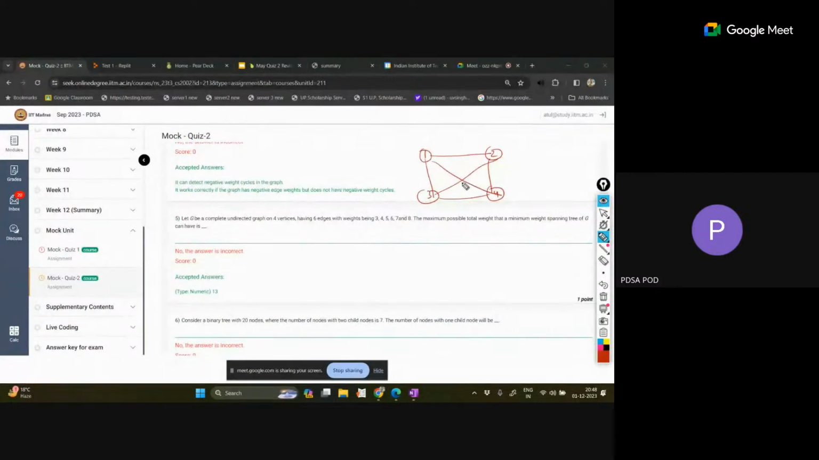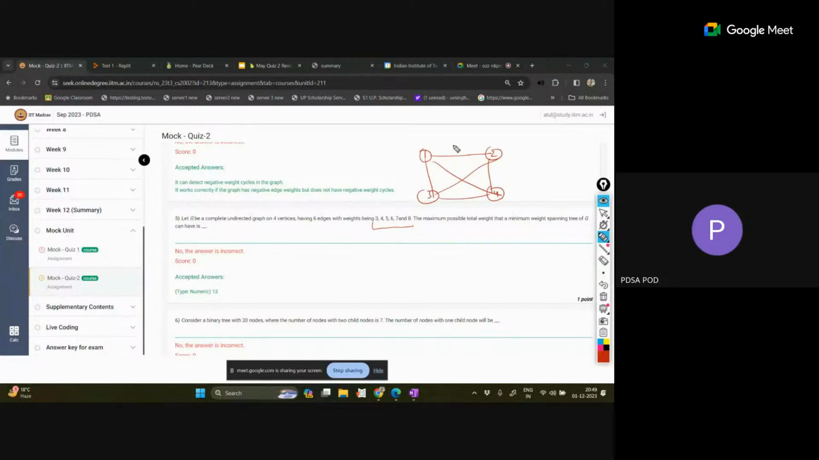So you can draw it like this. This is the complete graph. In total we have 6 edges, and the weights are also given: 3, 4, 5, 6, 7, 8. But the weights are not given on any particular edge. Here the question is the maximum possible total weight that a minimum weight spanning tree of G can have. So what maximum weight is possible for any minimum spanning tree for this type of graph?